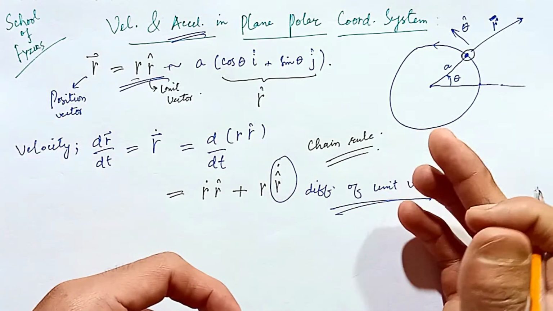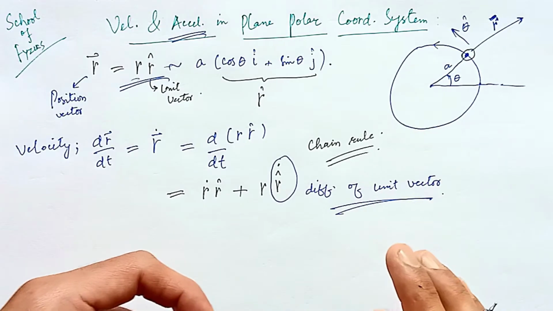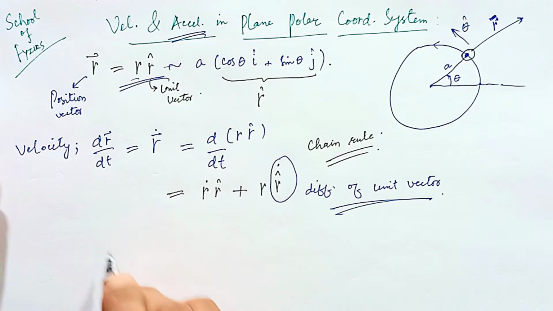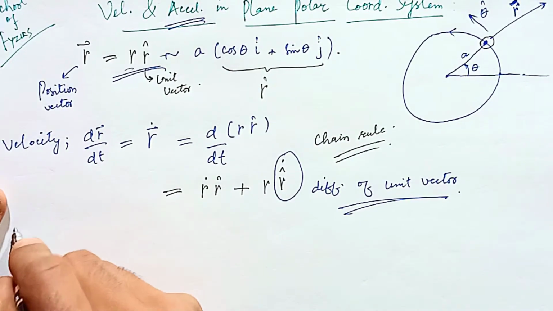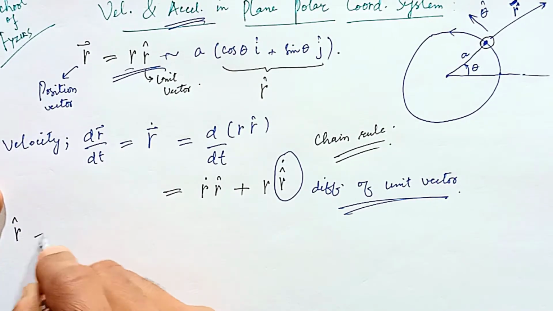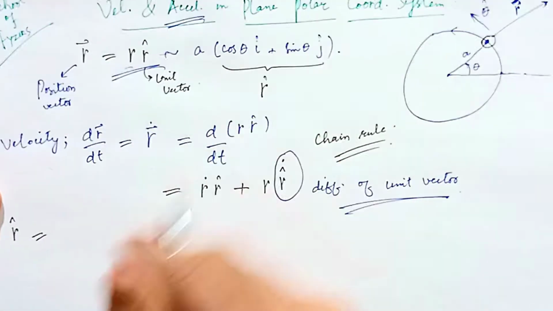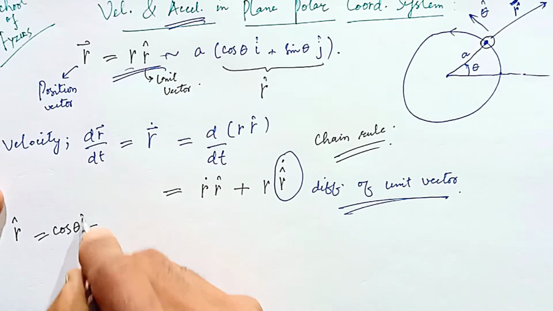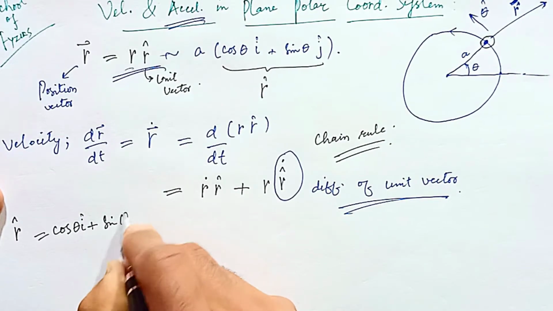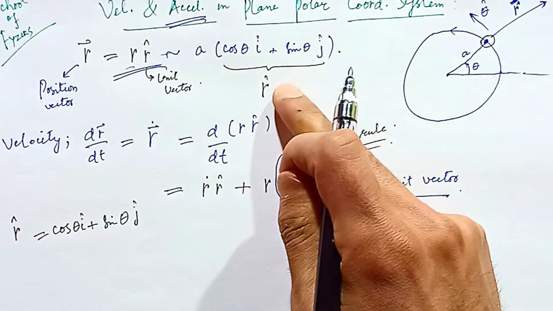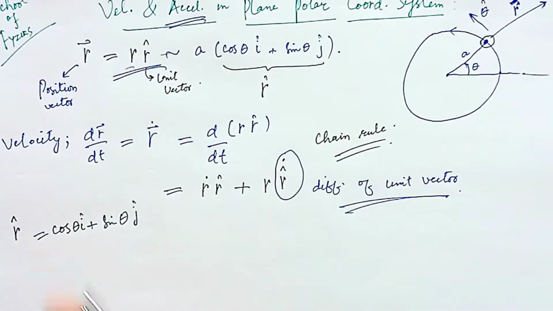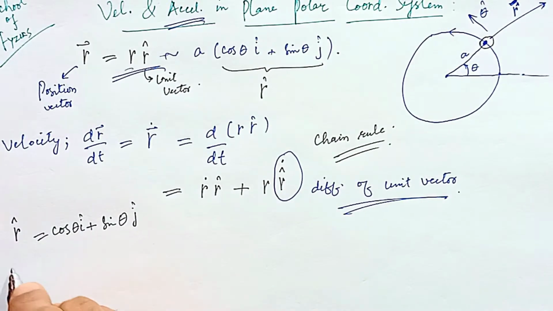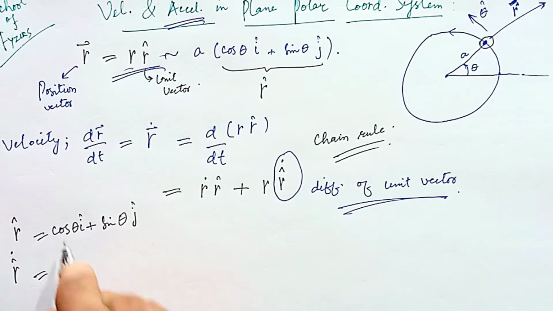We have to change it into some other quantity which is calculable here. So for that, we already know r hat is cosine theta i plus sine theta j. Now I will differentiate it with respect to time, because we are getting a differentiation with respect to time.